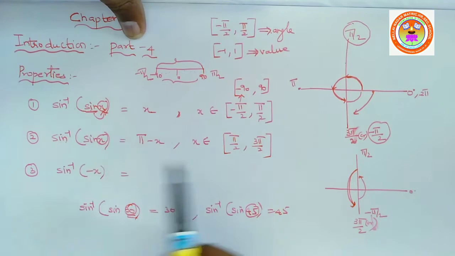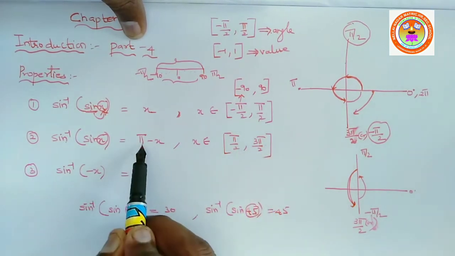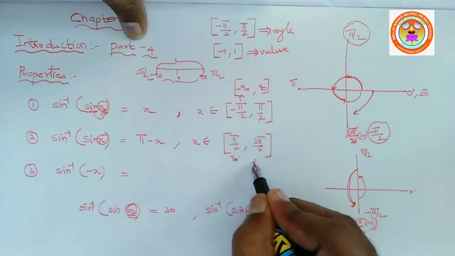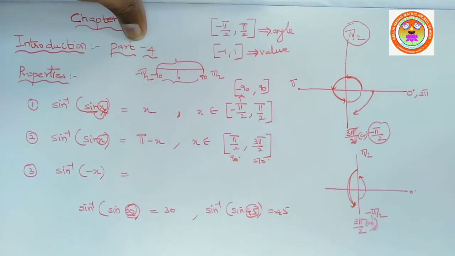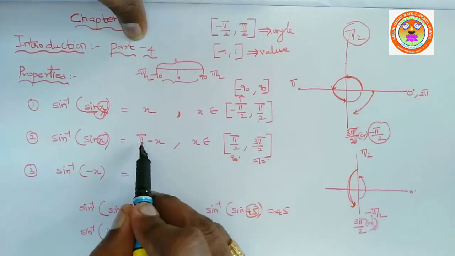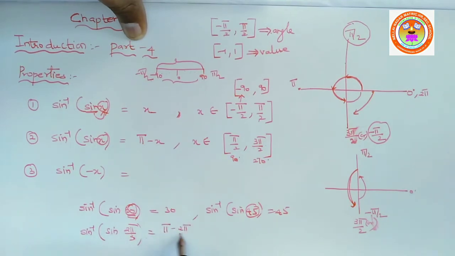If this x lies between pi by 2 and 3 pi by 2, we need to write pi minus x. What is pi by 2? 90. What is 3 pi by 2? It is nothing but 270. Take sine inverse of sine 2 pi by 3. What is 2 pi by 3? Pi by 3 is 60, so 60 into 2 is 120. So 120 lies in this interval, so we need pi minus x. Here x is 2 pi by 3, so we write pi minus 2 pi by 3.